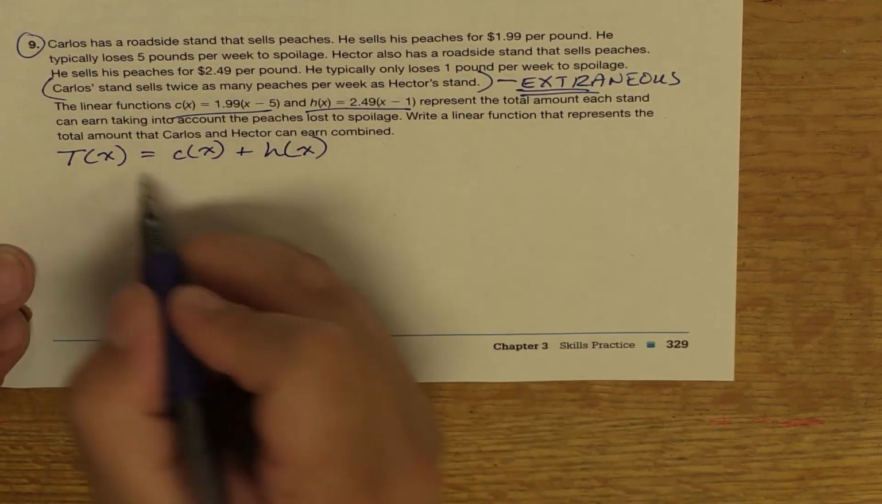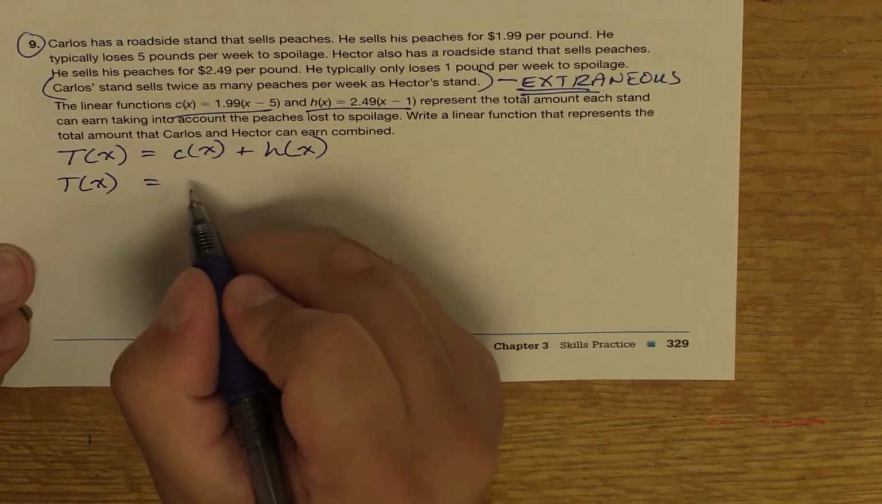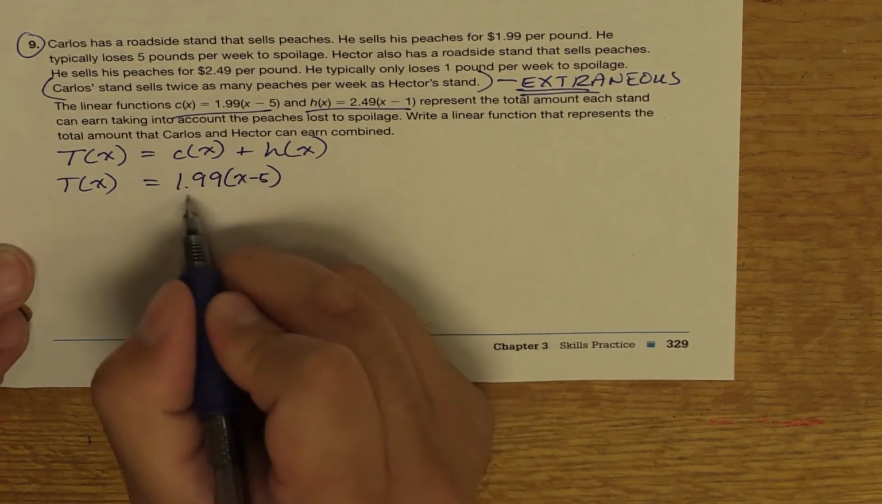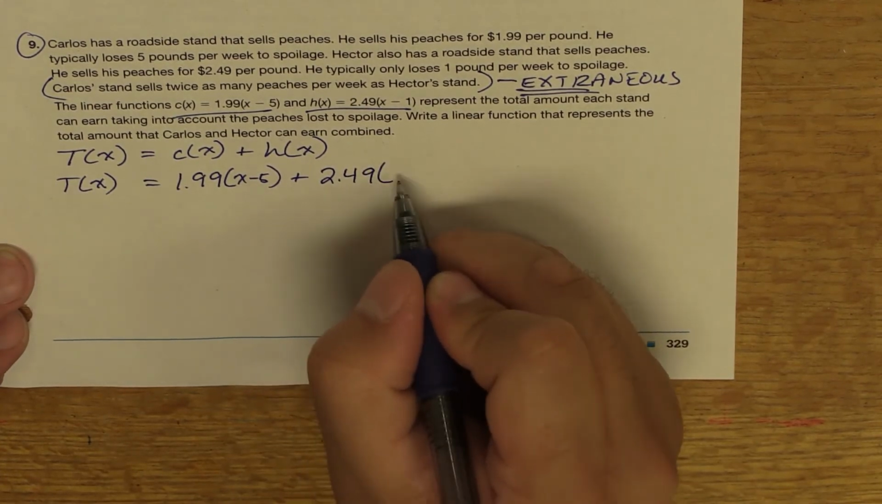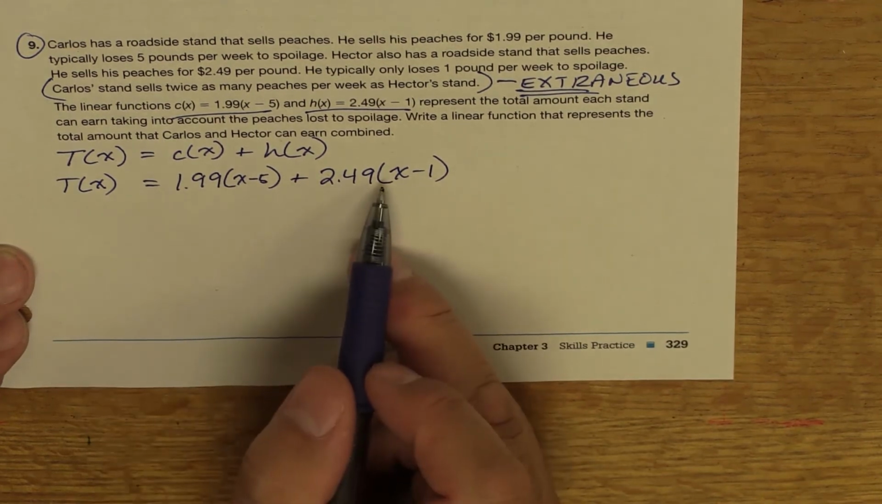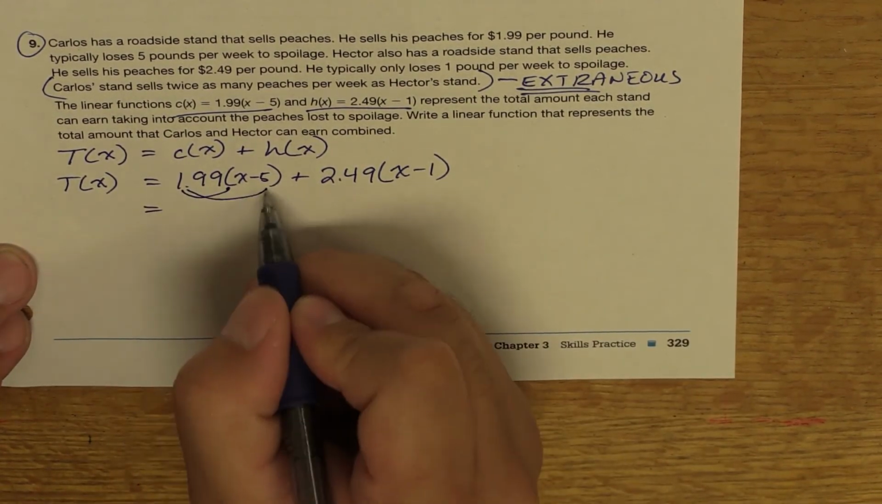This is Hector's function. So if I replace C of x and H of x with their corresponding expressions, I get 1.99 multiplied by x minus 5. This is Carlos, plus Hector, which is 2.49 multiplied by x minus 1. That's step number 1. Then I do what? Distribute. So I'm going to multiply this times this and this times this.